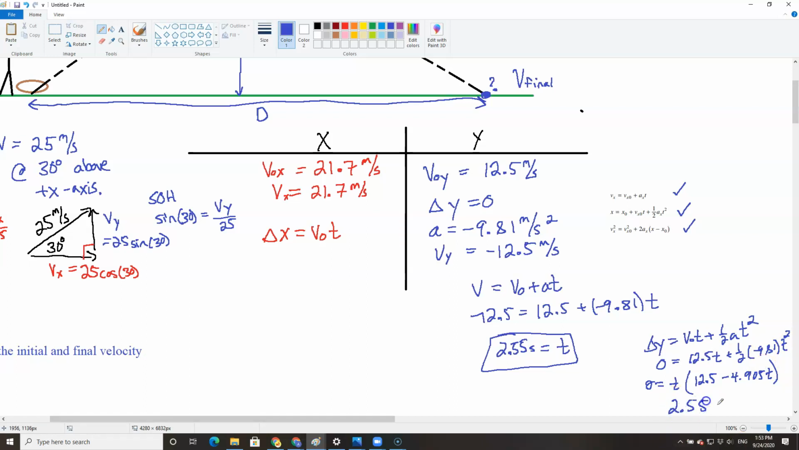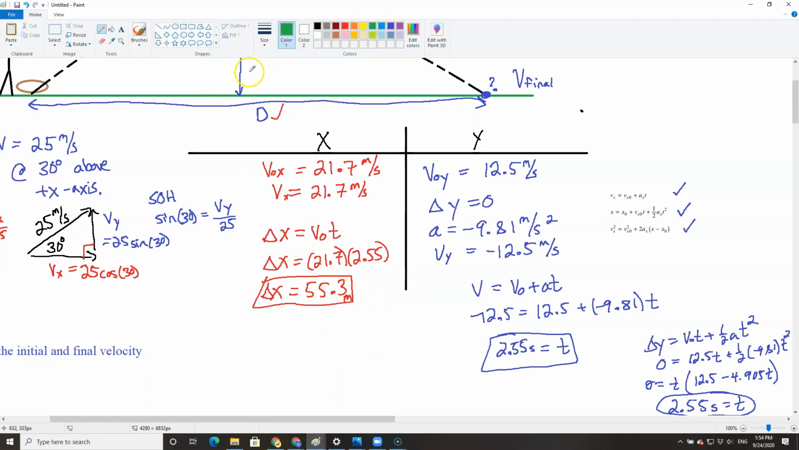Apologize about those verbal errors. As I said before in the first video, time can translate right on over to the x, so sure enough, I will bring time over here. Delta x is 21.7 times 2.55. So 21.7 times 2.55 is 55.3. So I've solved d, the distance: 55.3 meters.